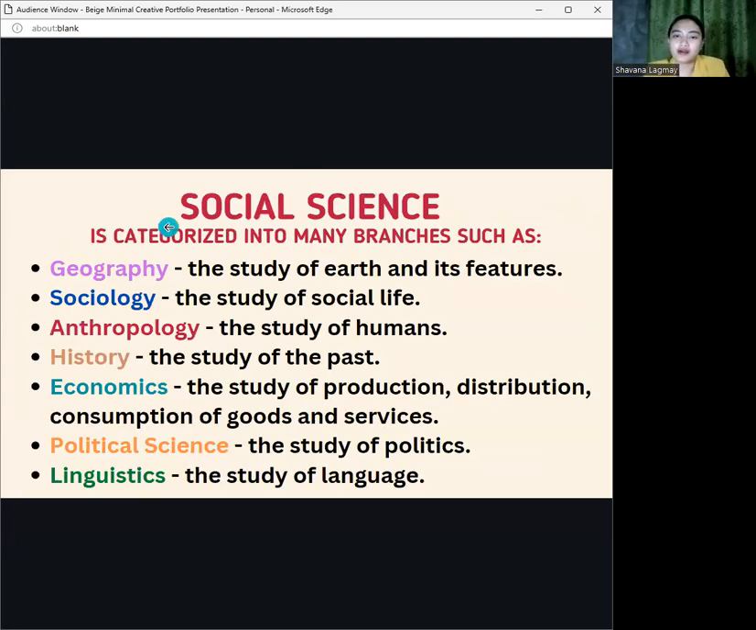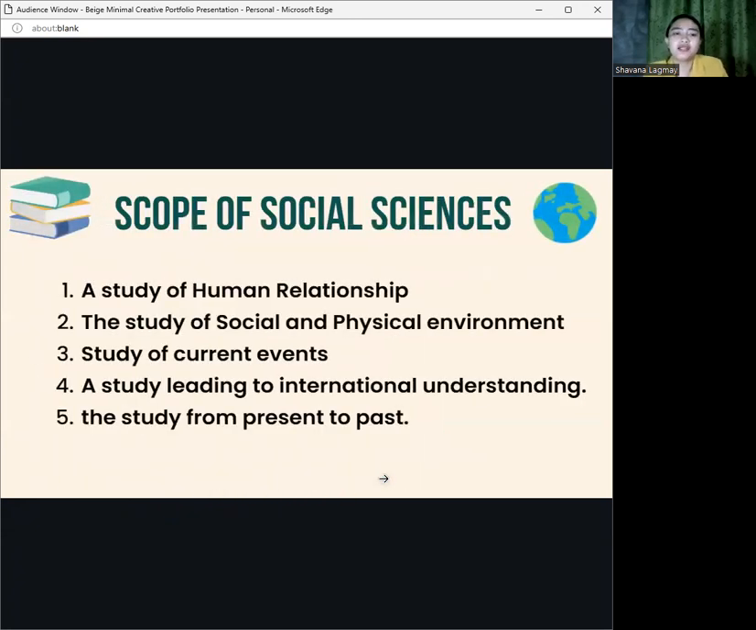So as you can see here, social science is categorized into many branches such as geography, sociology, anthropology, history, economics, political science, and linguistics. So geography is the study of Earth and its features, while sociology is the study of social life. Anthropology is the study of humans. History is the study of the past. Economics is the study of production, distribution, and consumption of goods and services. Political science is the study of politics, and linguistics is the study of language.